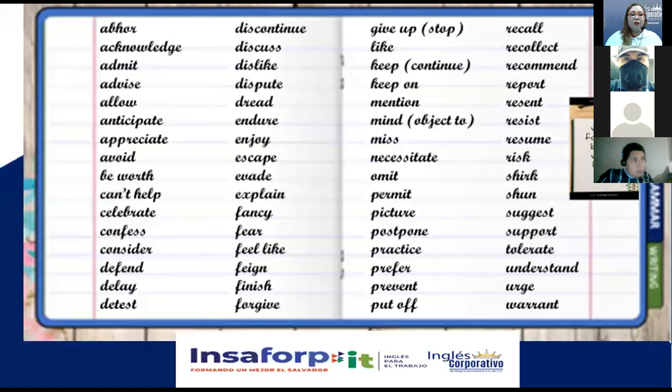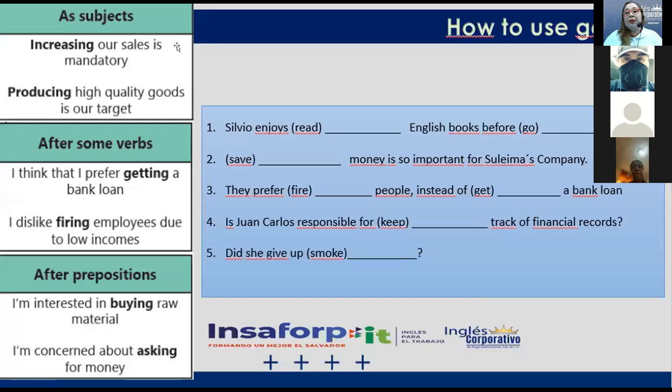So we are in video conference number 19. And yesterday we were saying that for using gerunds, okay, we have three uses, at least in this module, okay? So we were saying that we use the gerunds. Gerunds are the verbs that end with ing, okay, with ing.